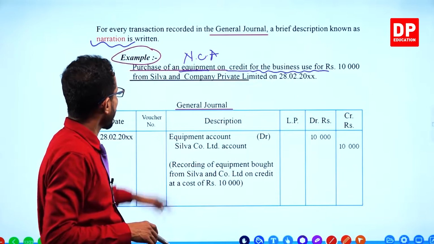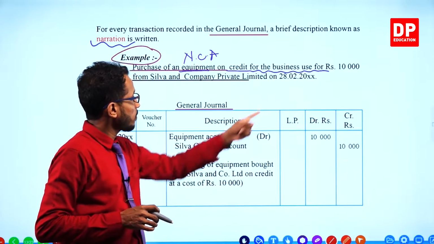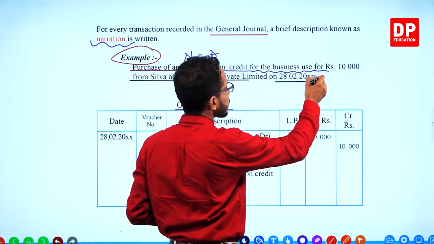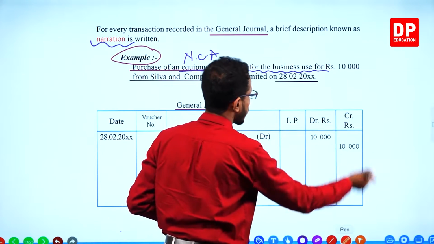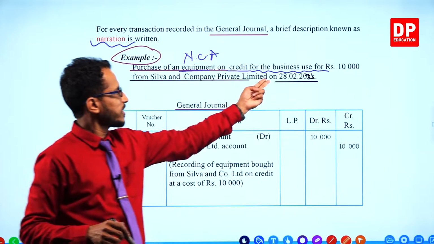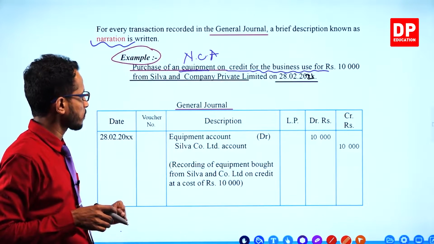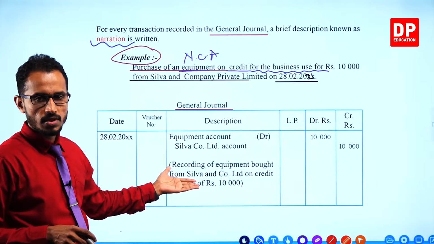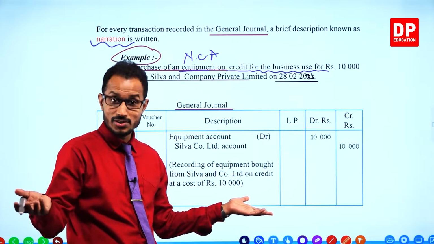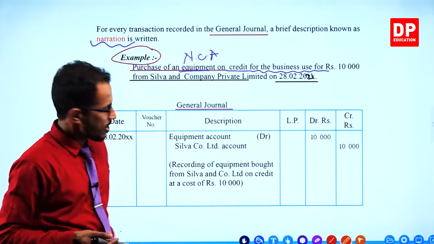Must be a big company providing equipments for small businesses. This transaction is done on 28th February 2021. Done. How to record this? Well, it's recorded. There's nothing for us to record, but let's see how it is recorded.